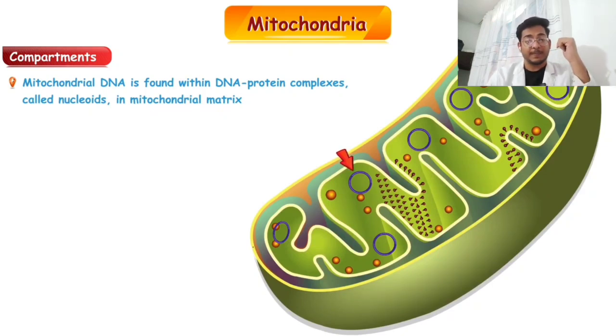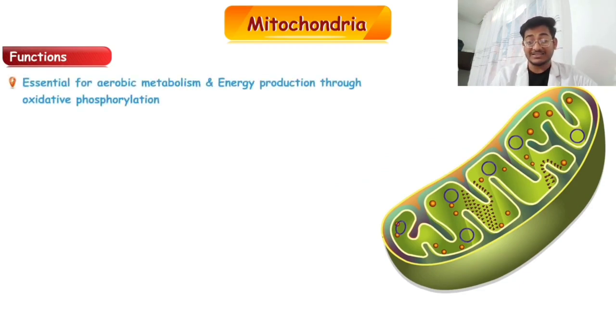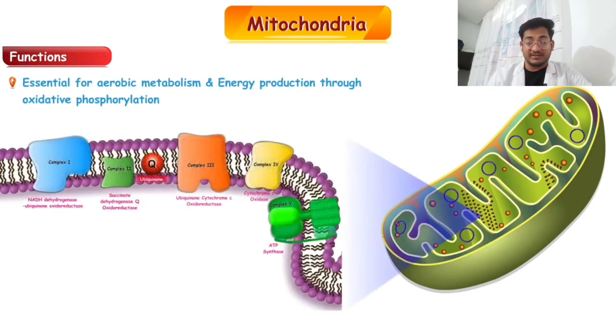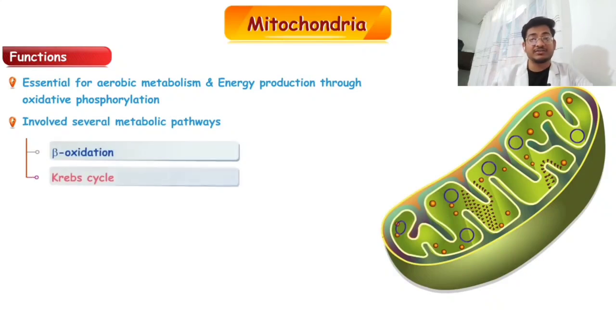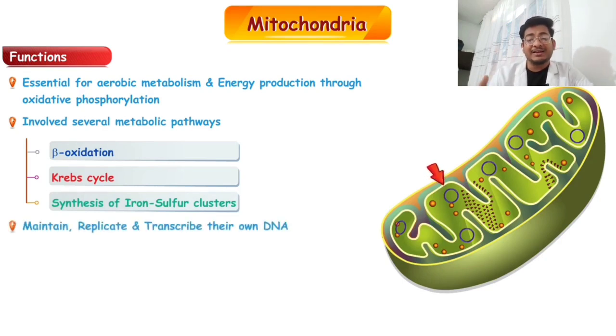Now we will discuss the functions of mitochondria. Mitochondria are intracellular organelles that are essential for aerobic metabolism and energy production. That's why we call it the powerhouse of the cell. It also functions in oxidative phosphorylation, which involves several metabolic pathways, that is beta oxidation, the Krebs cycle, and synthesis of iron-sulfur clusters.